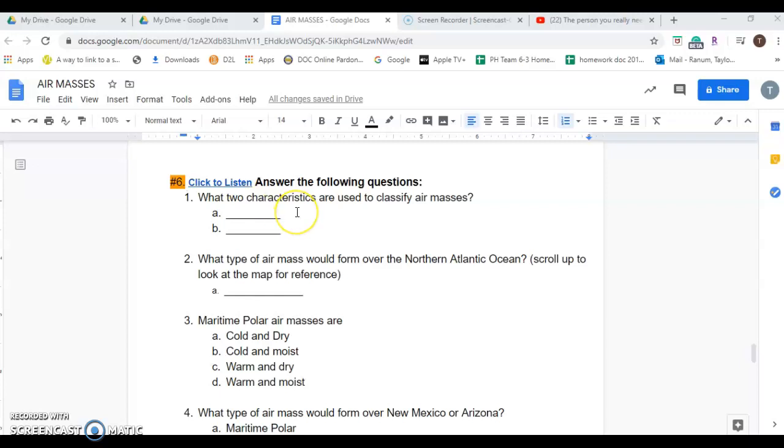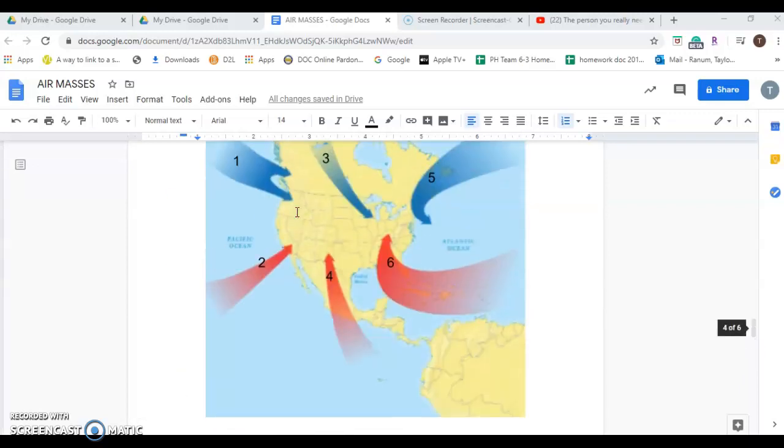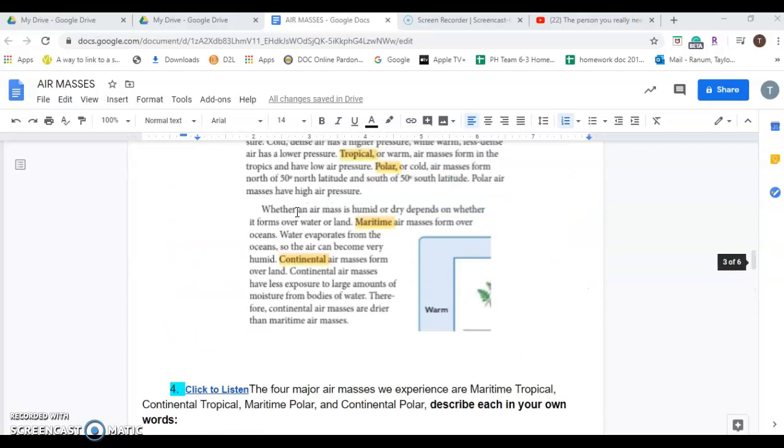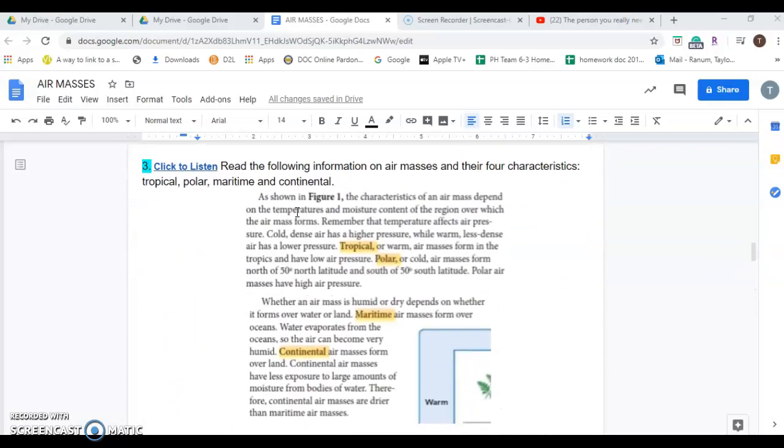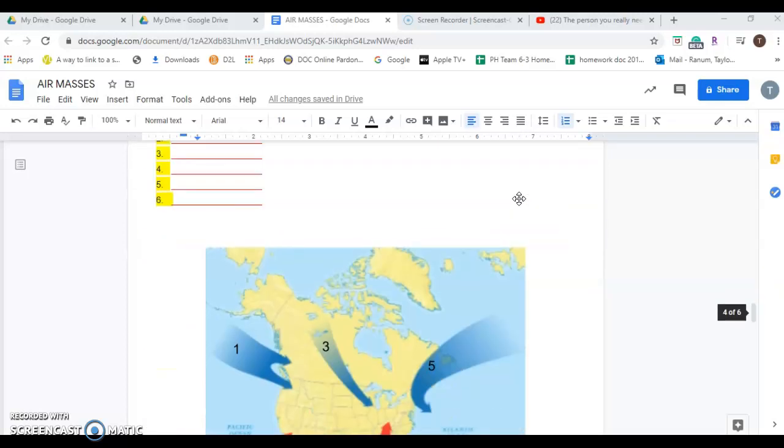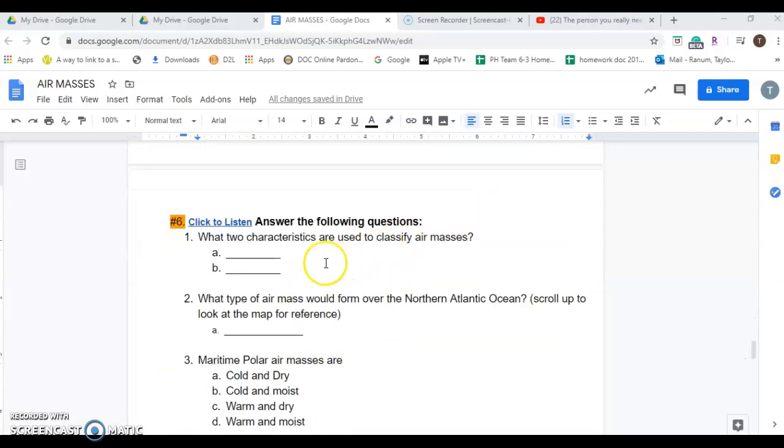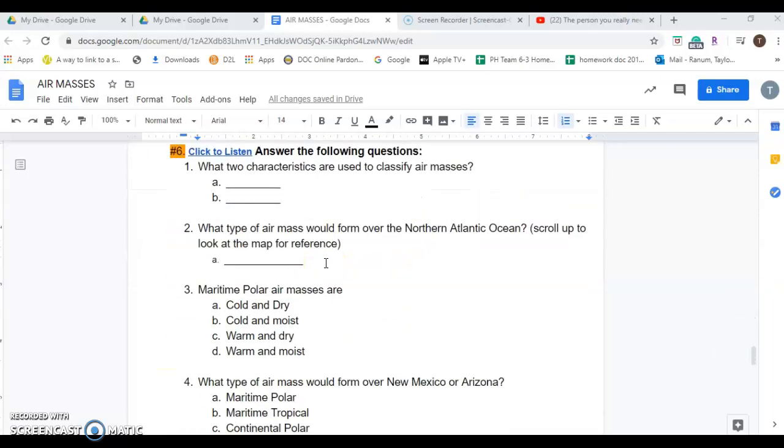Okay, so we read a couple days ago about air masses. If you scroll up in your document to number 3 and you start reading, the characteristics of an air mass depend on the temperatures and moisture contents of the region over which the air mass forms. So we're looking at temperature and moisture content to define or classify an air mass.